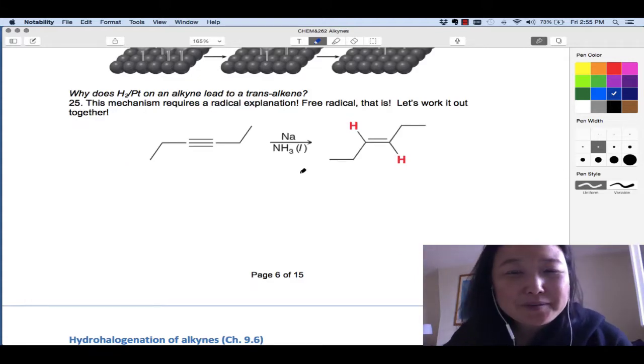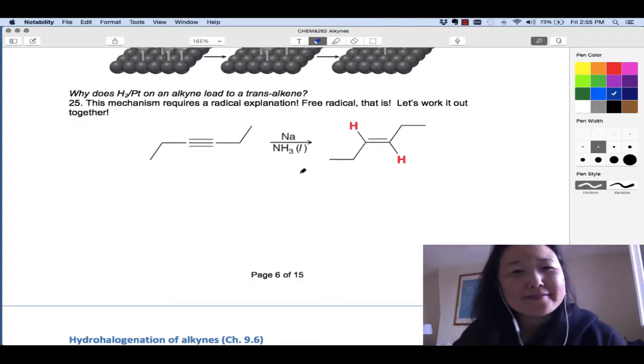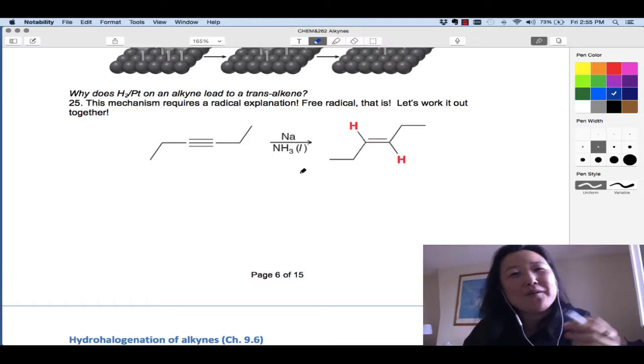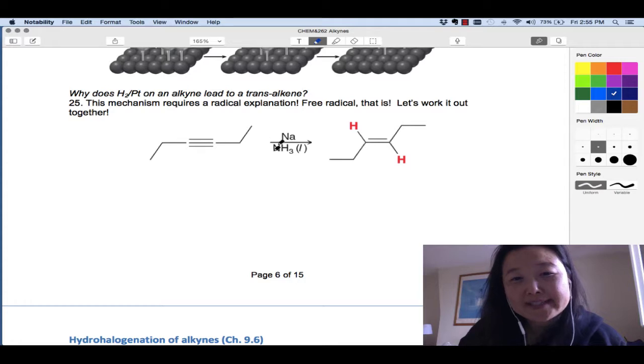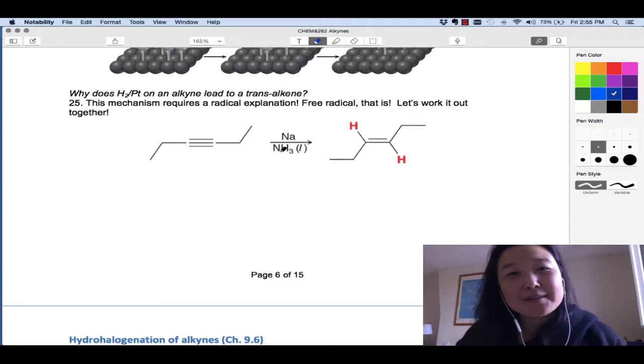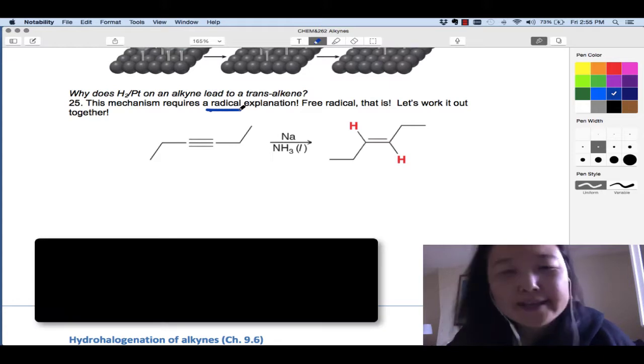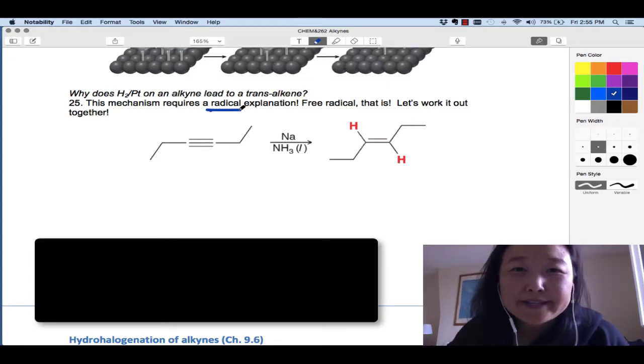Now with the trans alkene, we see that you can't have that kind of a mechanism, right? We don't want to have a hydrogenation on platinum. So we've got to use these different reagents here. Sodium in liquid ammonia. Now, this is going to be a totally new kind of reaction that you've ever seen. This is going to have to do with something we call free radicals. Free radicals are unpaired electrons.